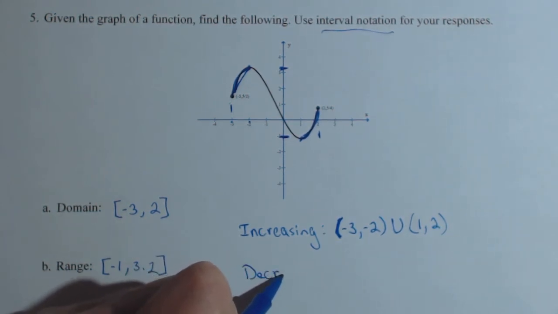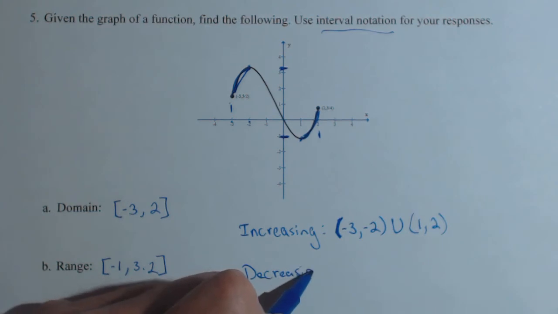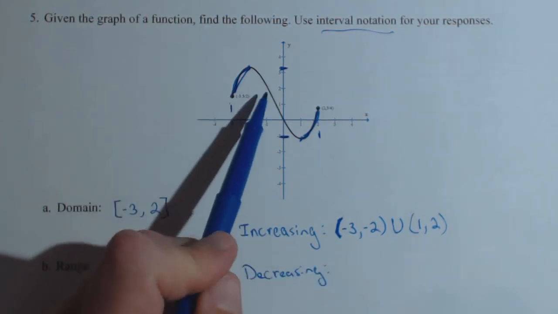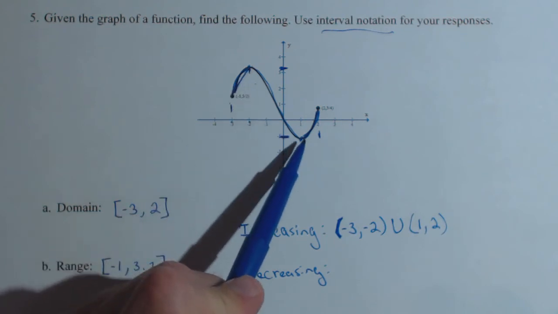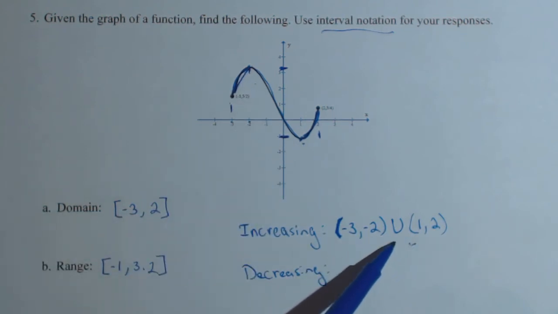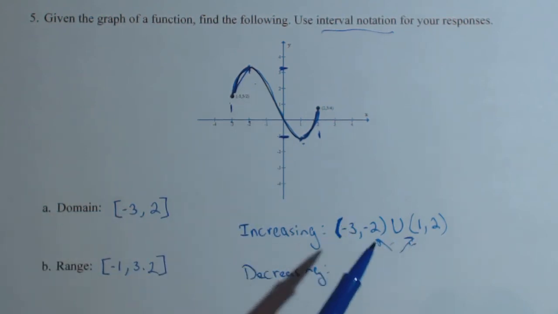We're going to do something similar for decreasing. You probably already see it as I'm writing this because it's just this piece in between. And the nice thing is we already know that's -2. We already know that's 1. It's basically in between these two guys here. So we know it's decreasing from -2 to 1.